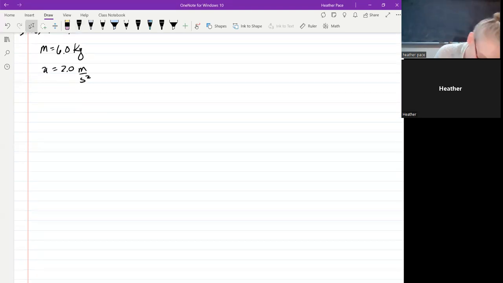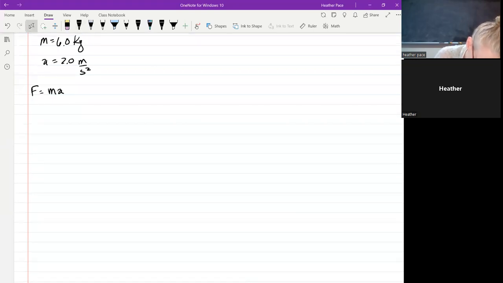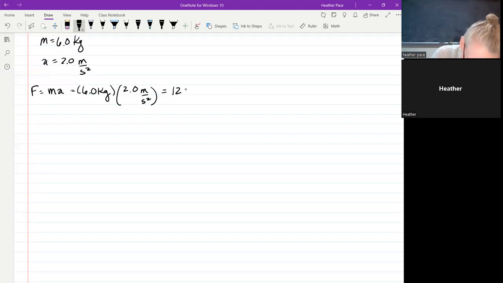And we know Newton's second law, which is force equals mass times acceleration. We can plug in the values we're given. So 6.0 times 2.0, we get 12, but we get 12 kilogram meters per second squared, which is just a Newton. So our answer is just 12 Newtons. Our force is 12 Newtons. Simple enough.